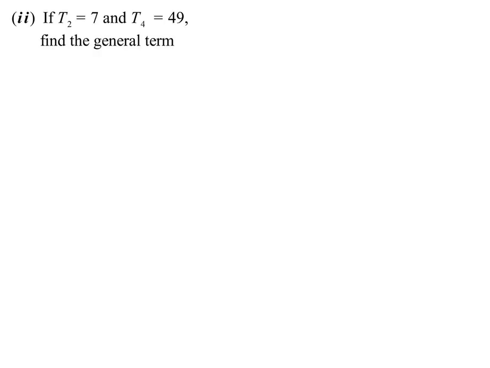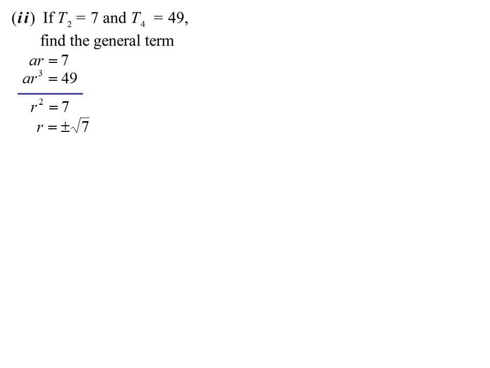How about this one? The second term's 7 and the fourth term's 49. What would the general term be? I don't have two consecutive ones, but I know AR, the second term, would be 7, and I know AR cubed is 49. So again, I've got simultaneous equations. This one presents an interesting problem though, because R squared is 7, which means there's two possibilities for the common ratio, and unless they give me more information, I don't know whether that ratio is positive or negative.